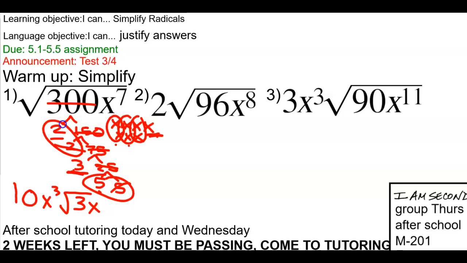So again, we break it all down. Pairs go out to the left. Loners stay on the right. Right?